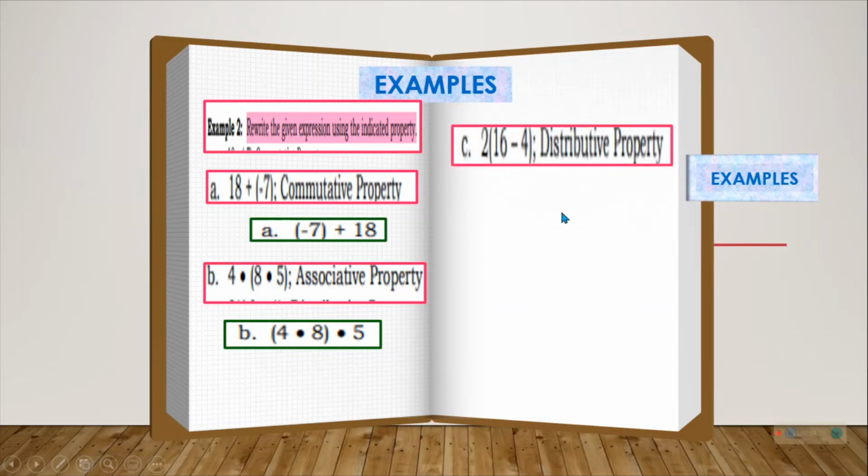Next, gagawin daw itong distributive property. So, i-distribute natin si 2 by 16 and then i-distribute natin si 2 by 4. So, ang magiging result niyan ay 2 times 16 minus 2 times 4. So, that is distributive property.